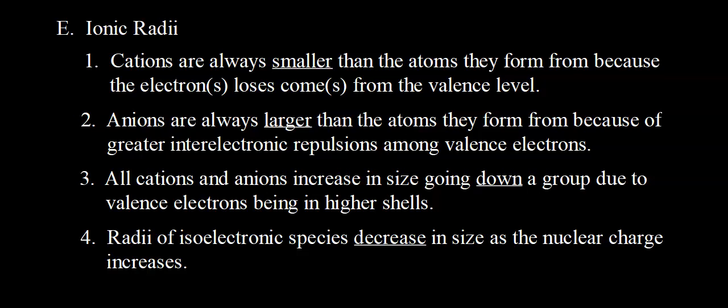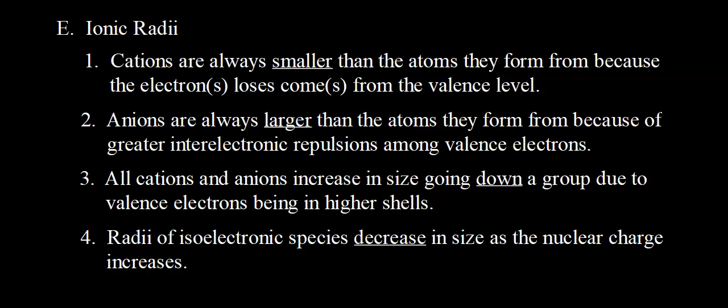All cations and anions increase in size as you go down a group, meaning that K+, for example, is bigger than Na+, and Rb+ is bigger than K+. And this has to do, again, same with atomic radius. The remaining electrons, those valence electrons, are in a higher energy level. So the alkali metals will lose their valence electron from the s sublevel. Remaining electrons in those +1 ions are in a higher energy level as you go down within that group.